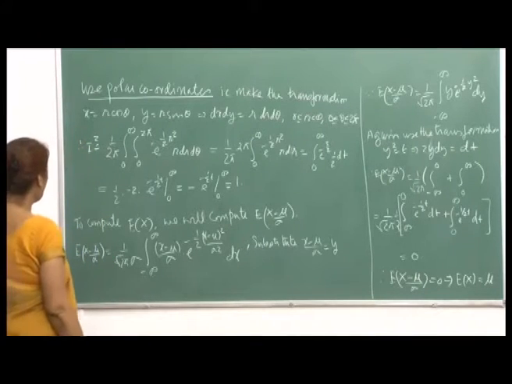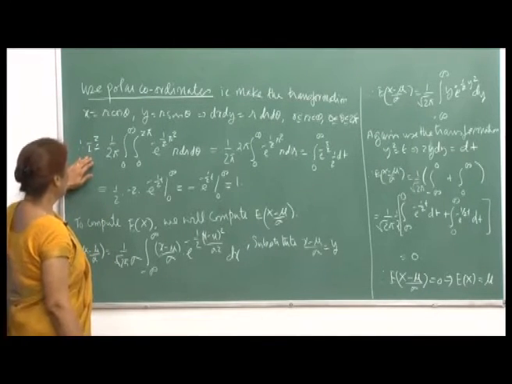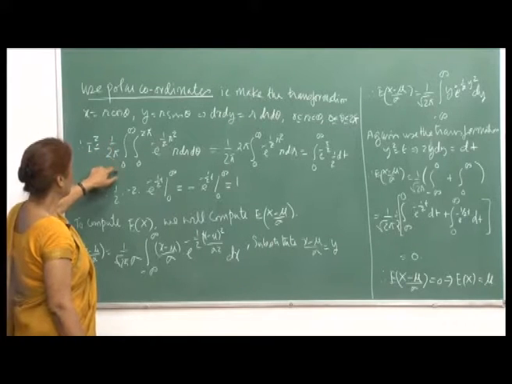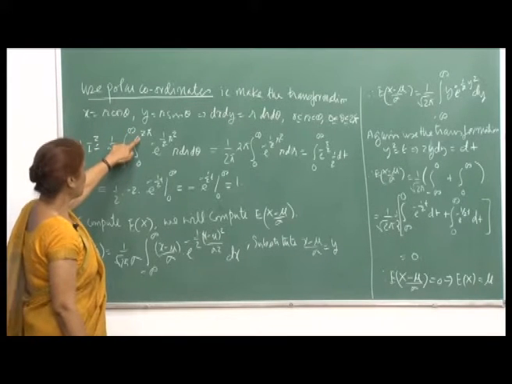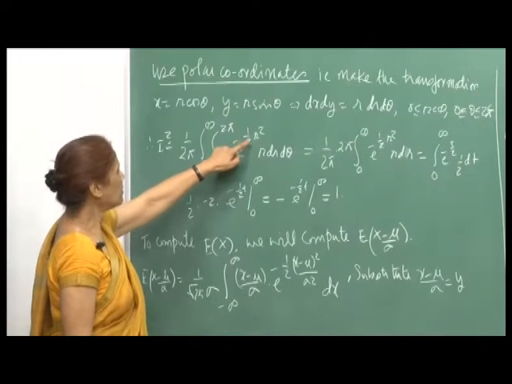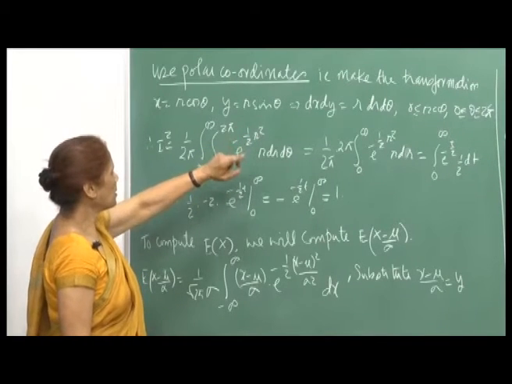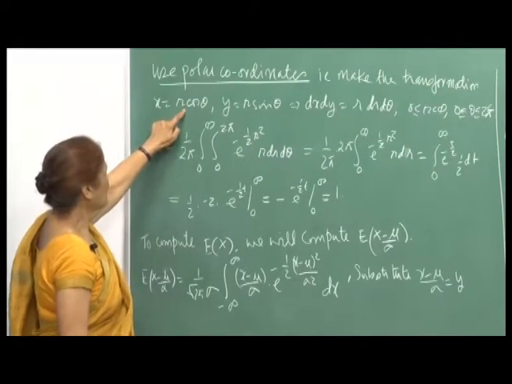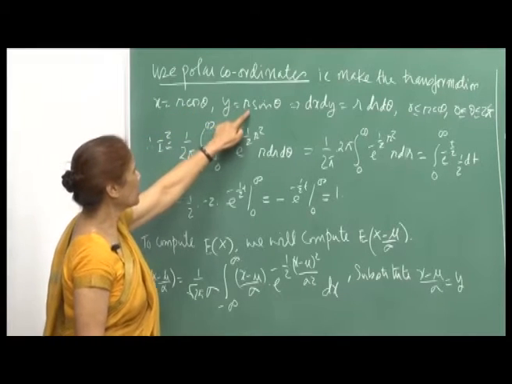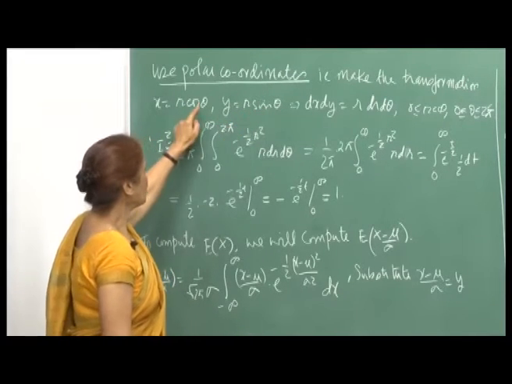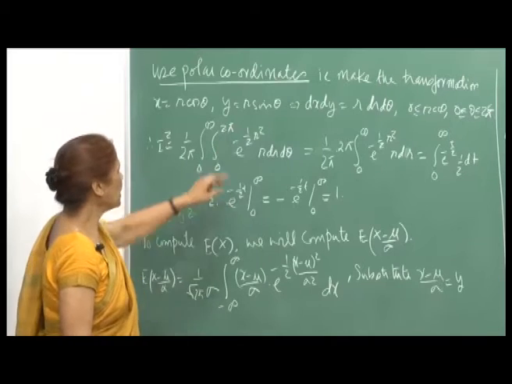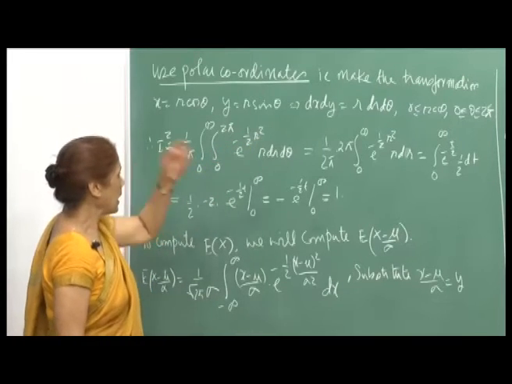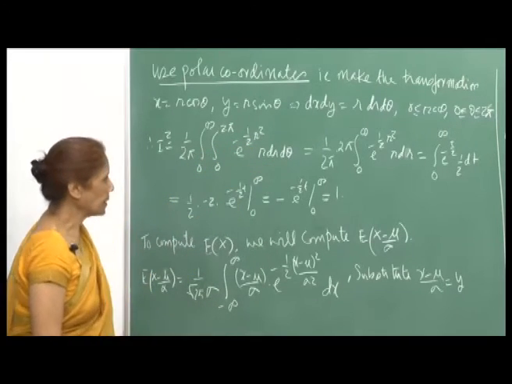So, I squared then becomes 1 upon 2 pi, integral 0 to infinity, 0 to 2 pi, and e raised to minus half r square, because x square plus y square will become r square cos square theta plus r square sin square theta. Since cos square theta plus sin square theta is 1, it reduces to r square, and this is r dr d theta.